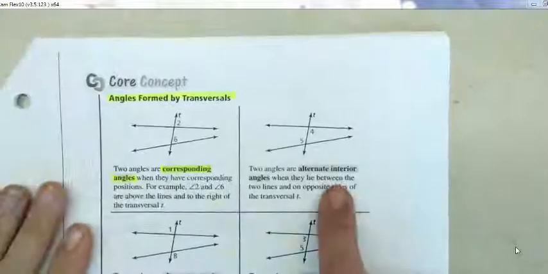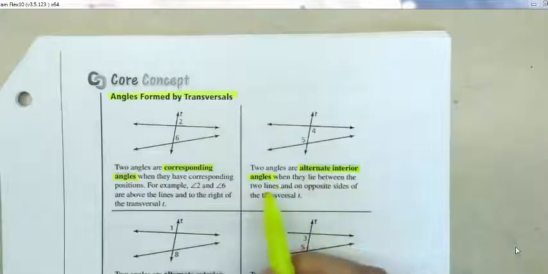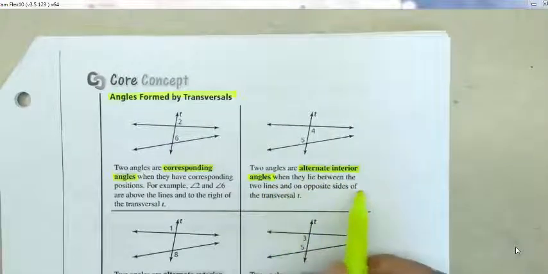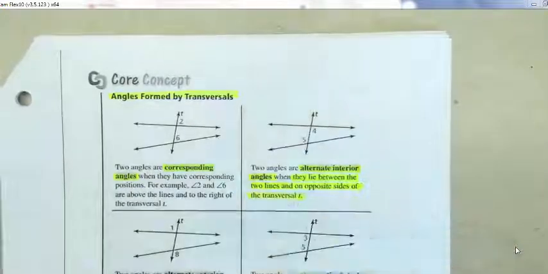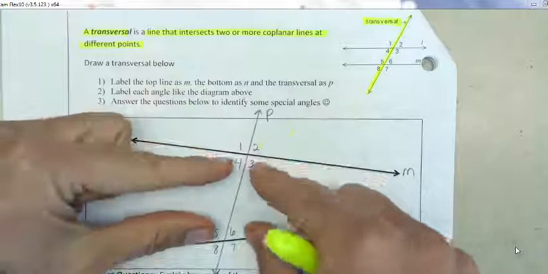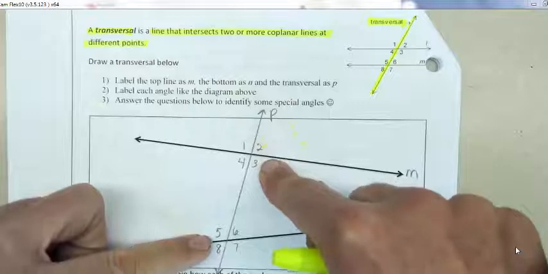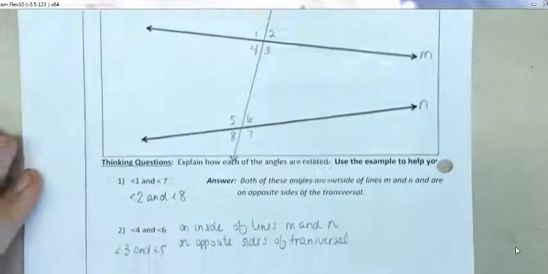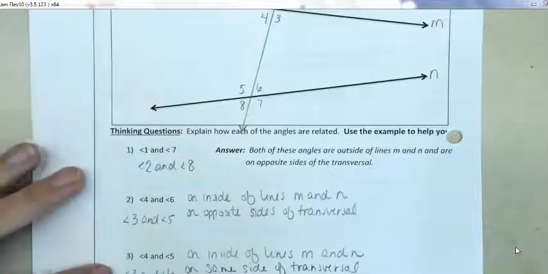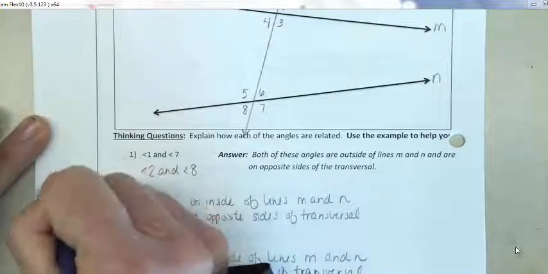Let's go to alternate interior angles. Alternate interior angles lie between the lines and on opposite sides of the transversal. So they lie between the lines, or on the inside of the two lines, and on the opposite sides of the transversal. So alternate interior: between the lines, opposite sides of the transversal. Inside the lines, opposite sides of the transversal. So 4 and 6, 5 and 3, those were alternate interior. So where were those? 4 and 6 and 3 and 5. So these will be our alternate interior.